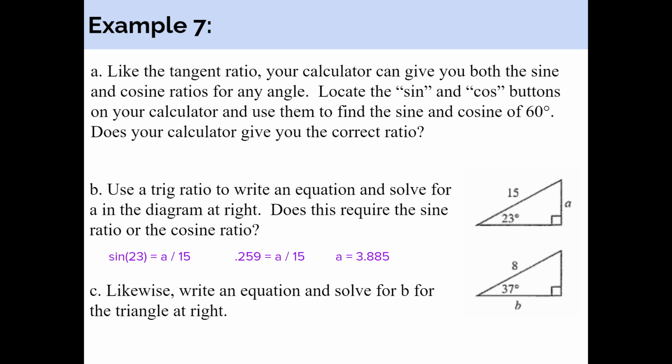For letter C, we have a cosine equation, because if we look from that 37-degree angle, we want to find B, that's the adjacent, and we know 8, which is the hypotenuse. Cosine is the one that relates adjacent to hypotenuse. So cosine of 37 equals adjacent over hypotenuse, B over 8. Use your calculator. Cosine of 37 is 0.799. Multiply both sides by 8, we get 6.392. So that's using sine and cosine.